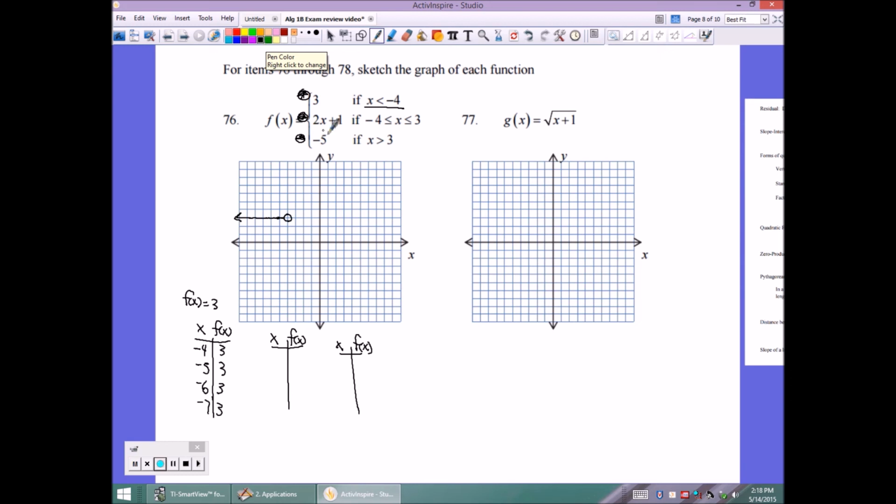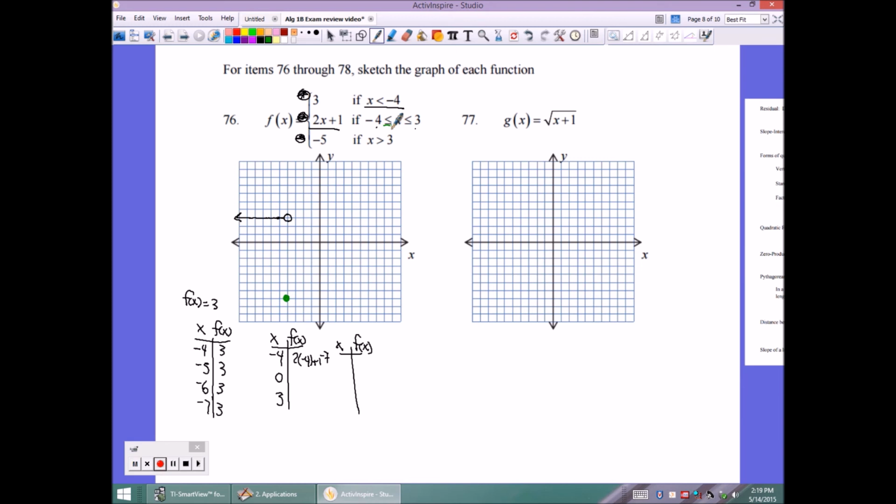If it's in the middle section, how we get our y is we plug into that expression. It starts at -4 and stops at 3, and I want to do one in between. I'm going to do 0 because that's the easiest. So I plug in -4. 2 times -4 is -8, plus 1 is -7. So my point is -4, -7, right here, and it's a solid dot because it says equal to.